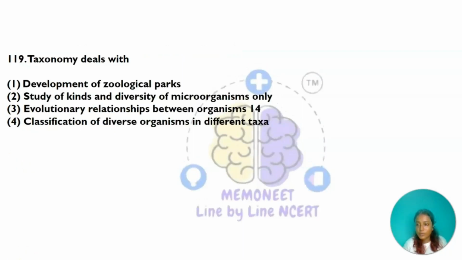Moving on to the next one. Taxonomy deals with development of zoological parks, no. Study of kinds of diversity of microorganisms only, no. Evolutionary relationship between organisms, no. Classification of the diverse organisms in different taxa, which is right. So the correct answer to this question is option 4. Let's move on to the next question.